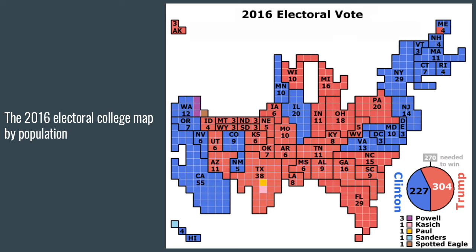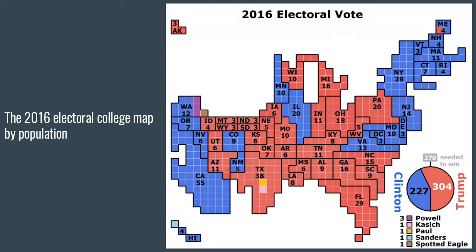And so even though the previous slide makes it look like there are tiny little islands of blue in an enormous sea of red, once you see the electoral votes of equal size, you can say, oh, look at that. The District of Columbia, which is just a city, has as many electoral votes as Alaska, which is an absolutely enormous space. Now, you might be saying to yourself as you look at this map, wait a minute, who's Powell and who's Kasich and who's Paul?